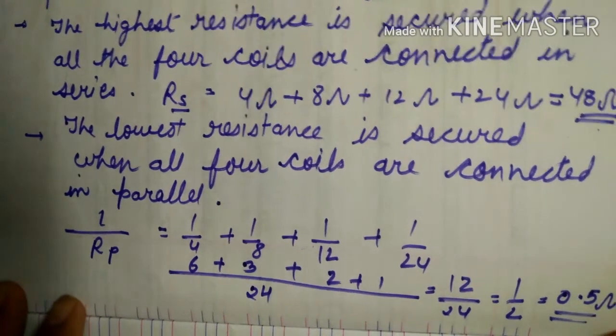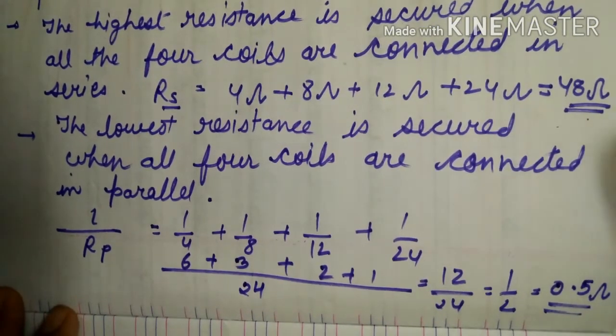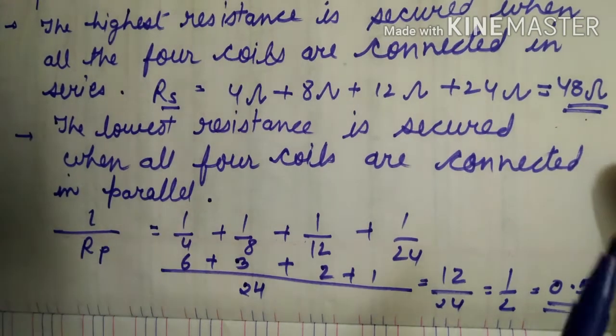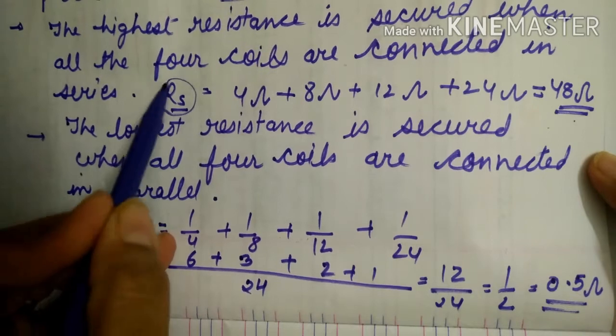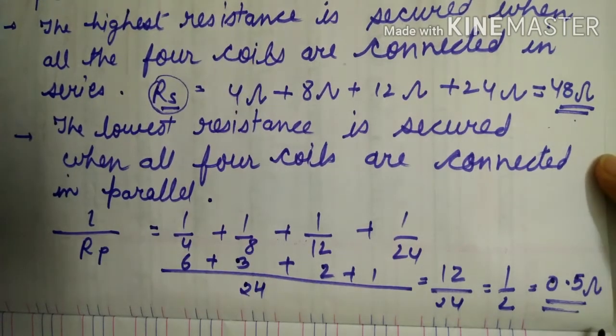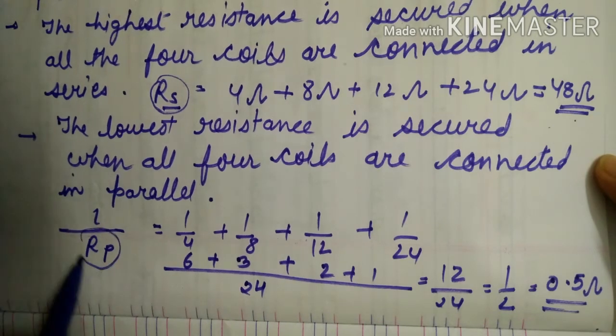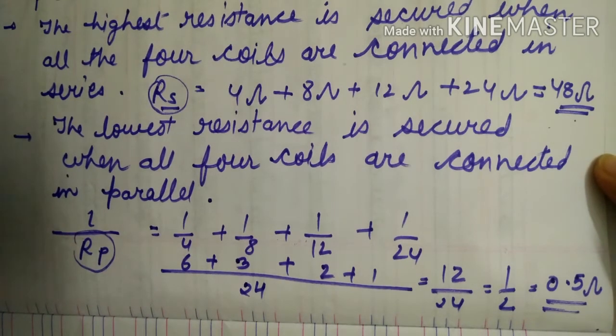Okay, so keep it in your mind. When we want the highest value of resistance, then connect in series. When we want the lowest value of resistance, then at that time we should connect in parallel combination. Clear?